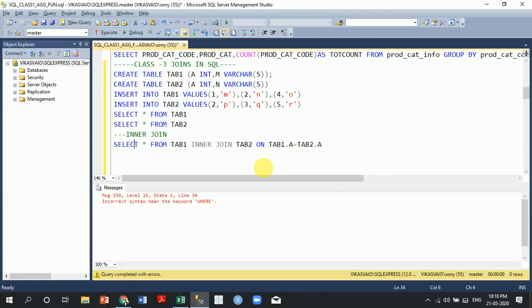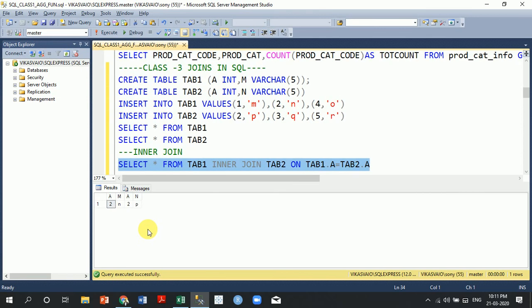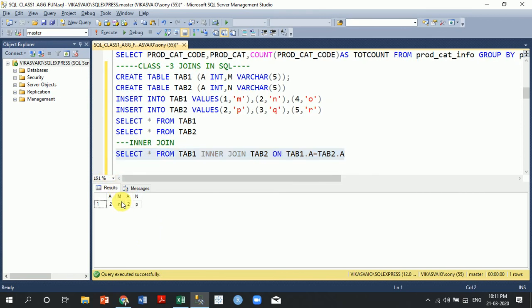Okay, so what is happening? Select asterisk from table 1 and just do an inner join with table 2 on table 1's column A, where all those records from table 1's column A should be equal to table 2's column A. So let's run this query and see the result. While running this query, as we can see, the result is showing a2, and then again a2m and a2n.